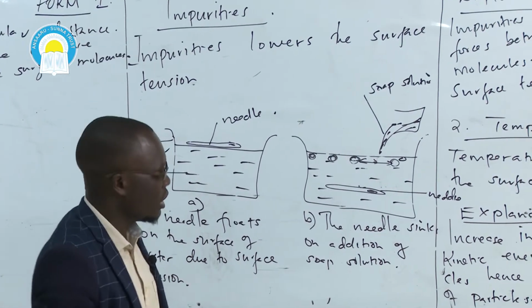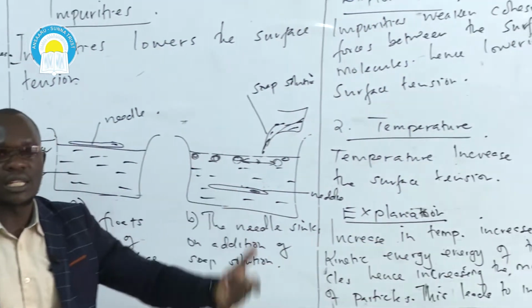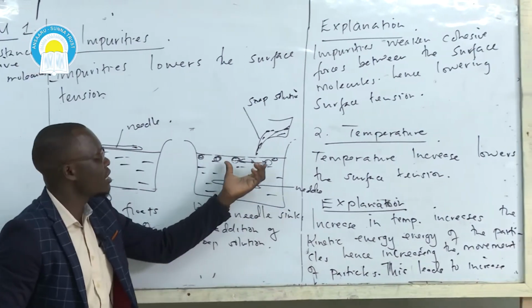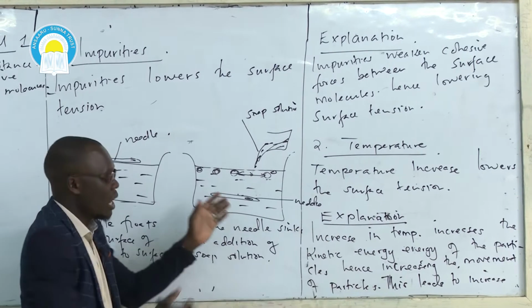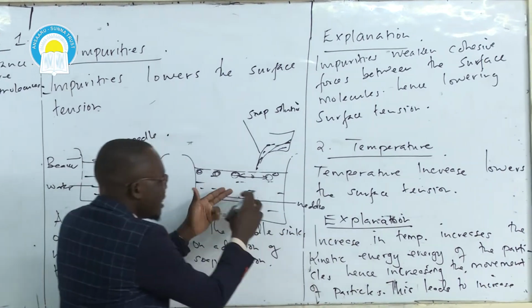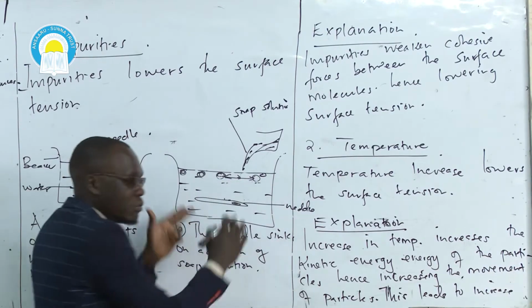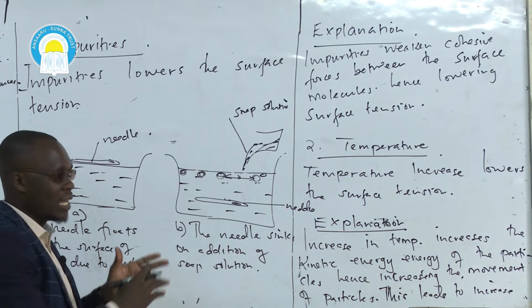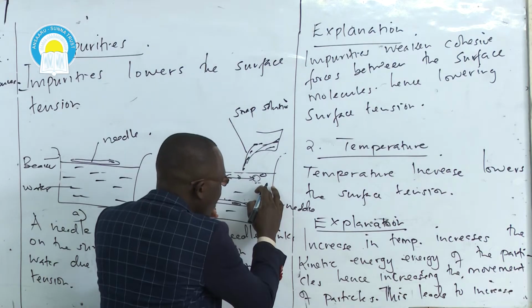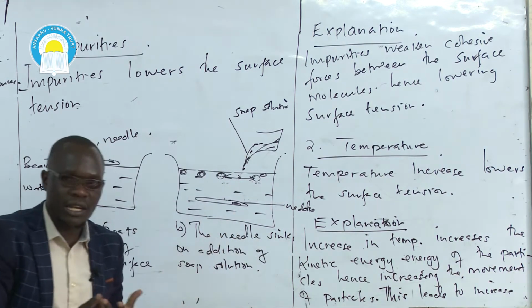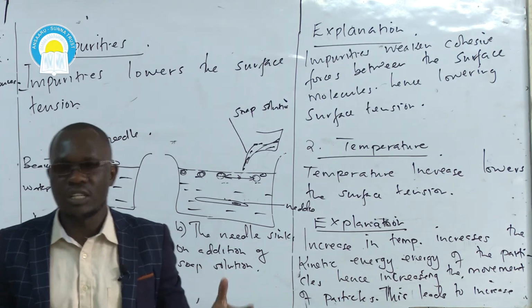So, in short, temperature increases the kinetic energy of the particles. Increasing the kinetic energy of the particles increases the movement of the particles. Once the movement of the particles increases, they move far away from each other, therefore increasing the interparticle spacing. Once the interparticle spacing increases, the cohesive force of attraction between these molecules is weakened. Therefore, surface tension is lowered.